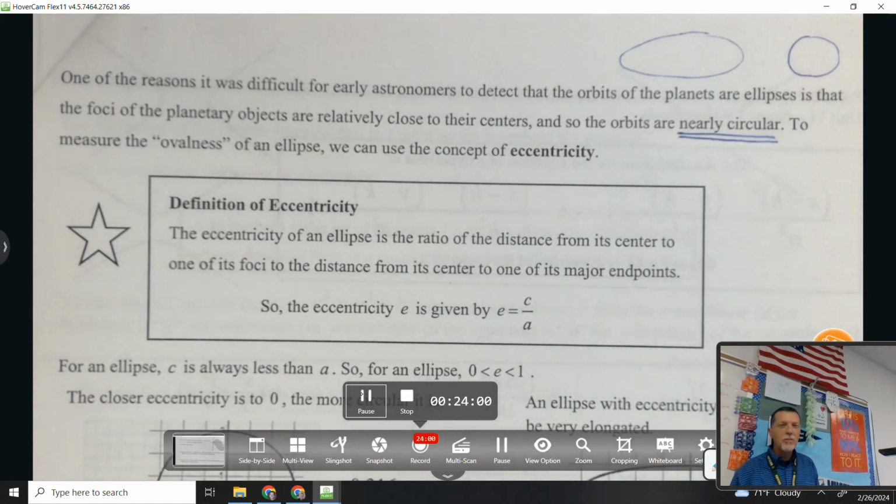Well, there's a measure of how elliptical versus how circular an ellipse is, how stretched out it is.